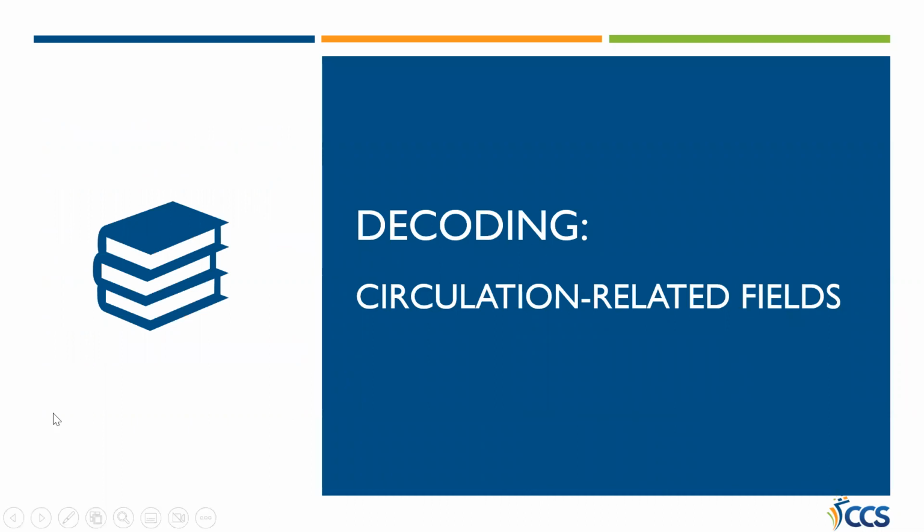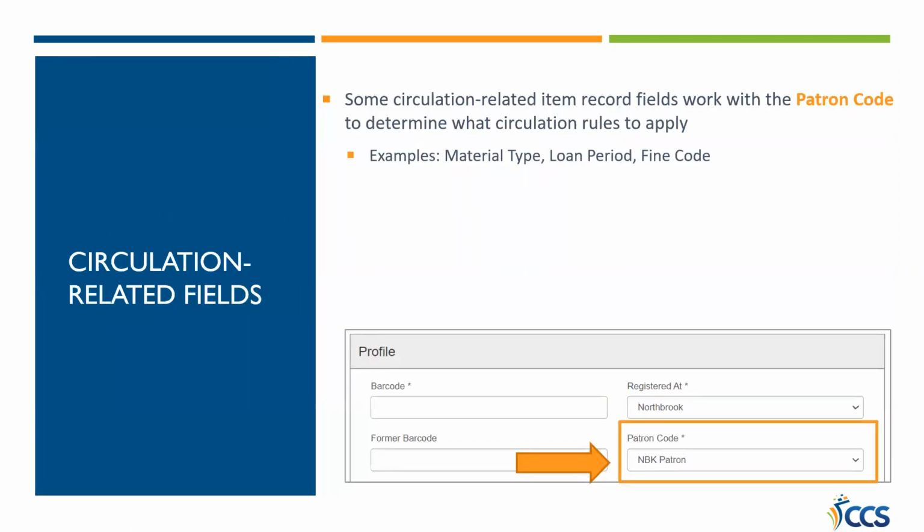Okay. So the next thing on our agenda is to look at settings that dictate circulation, right? And here, I'm really talking about what happens at that checkout desk. The big thing happening here is that most item settings that we're going to look at work together with the user's patron code to determine what circulation rules to apply.